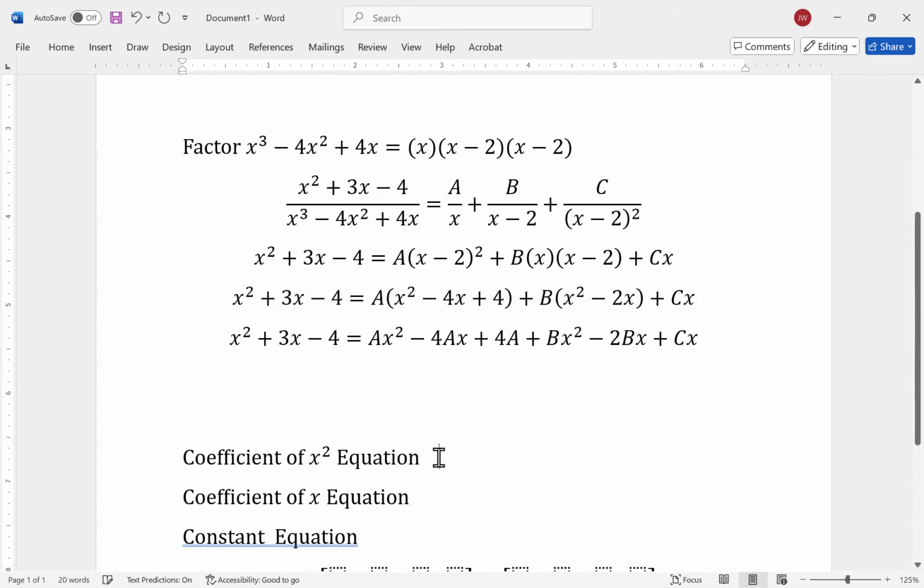Now, the coefficient of x squared equation. We have Ax squared and Bx squared on the right. There's no Cx squared, just Cx. So A plus B is going to have to be equal to 1 since Ax squared plus Bx squared has to be equal to x squared. So A plus B has to be 1.